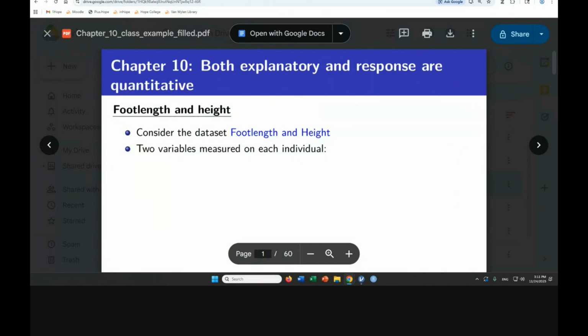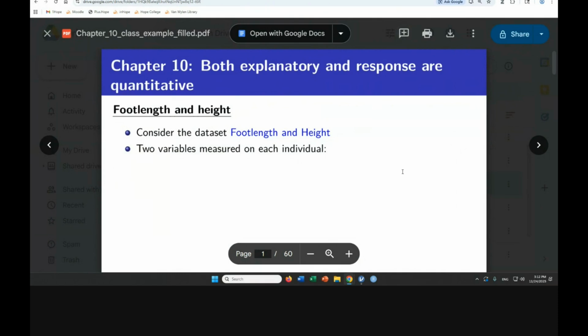Which variable did we pick as the explanatory? It could go either way, but what did we choose? Do you remember which we settled on in this class? Yes, you're right. It was foot length. We are using foot length to explain height. Good. That has to be established first, although it could go either way.